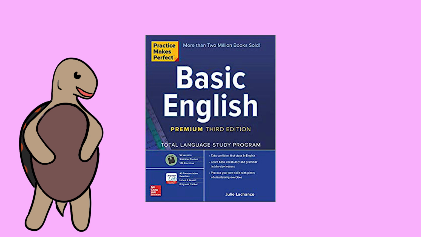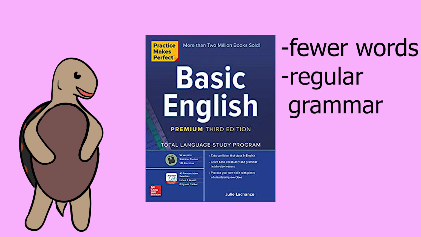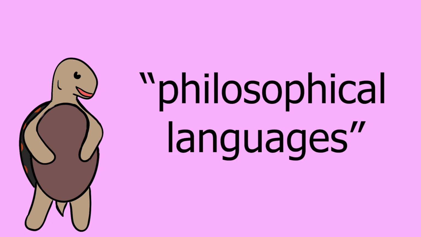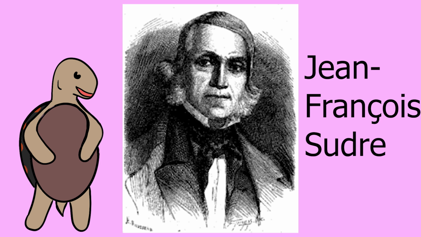Simplification. One early idea was to simplify an existing language. A recent example is Basic English, an English-based language that has a smaller word count, around 1 to 2,000 words, and regular grammar. Joachim Fréjus de Villeneuve was the first person to come up with this idea. In the rest of the 17th and 18th century, many people came up with philosophical languages, but these were very incomplete. The first important auxlang was Sol de Sol by François Sudre.